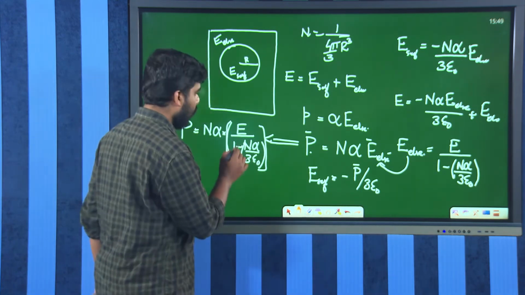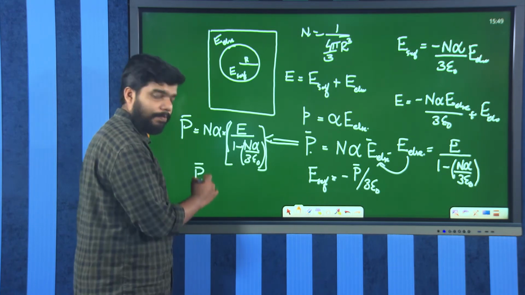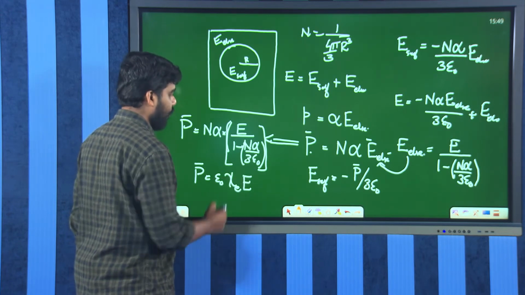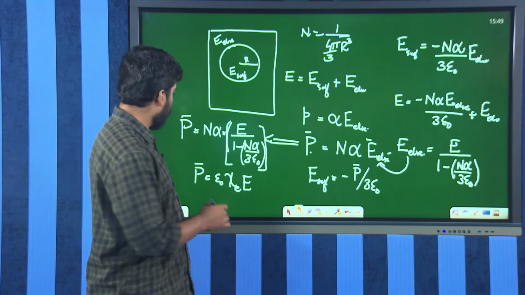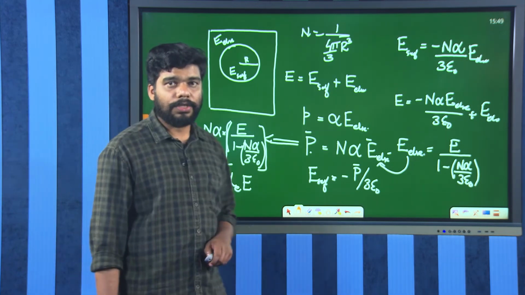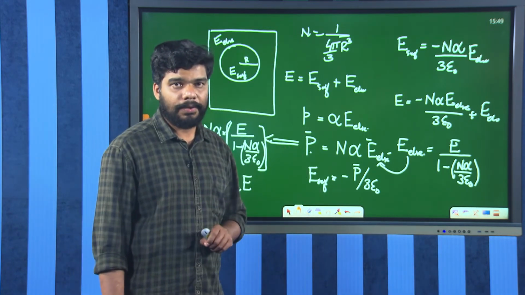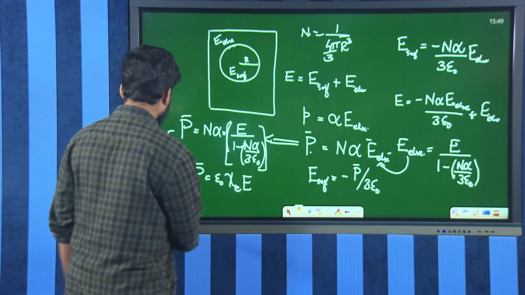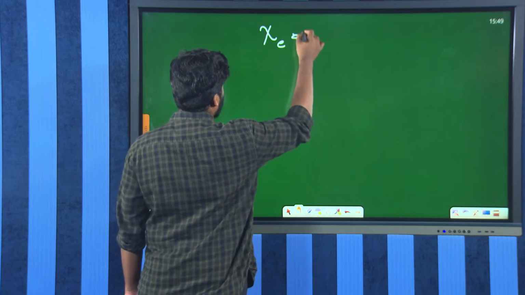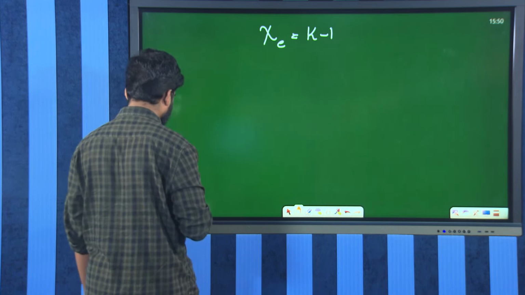And what is P? We know that in general P is equal to epsilon 0 chi E into E. So, use these two equations, and you will get a relation between chi E and K. Because we know that chi E is equal to K minus 1. We have already obtained this equation.